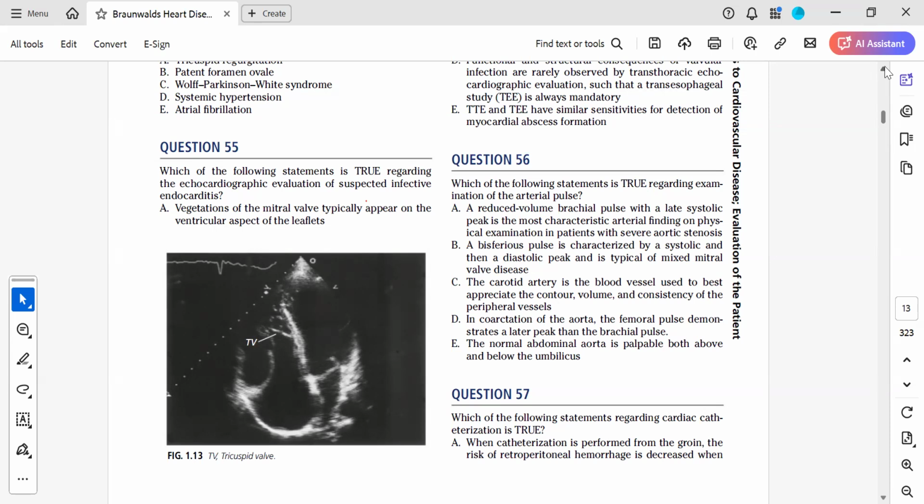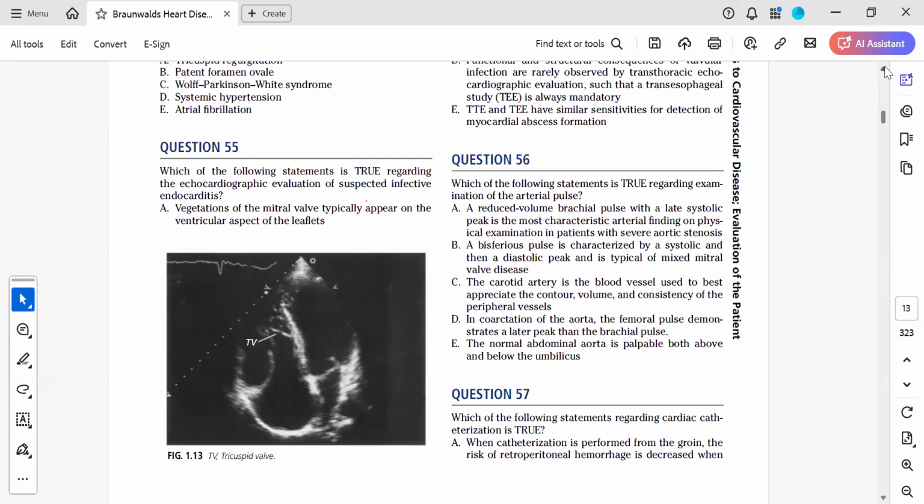Instead, the brachial artery is used to best appreciate that. Then D, in coarctation of the aorta, the femoral pulse demonstrates a later peak than the brachial pulse. This is the right answer. In patients with coarctation of the aorta, the femoral pulse develops a later peak than the brachial pulse.